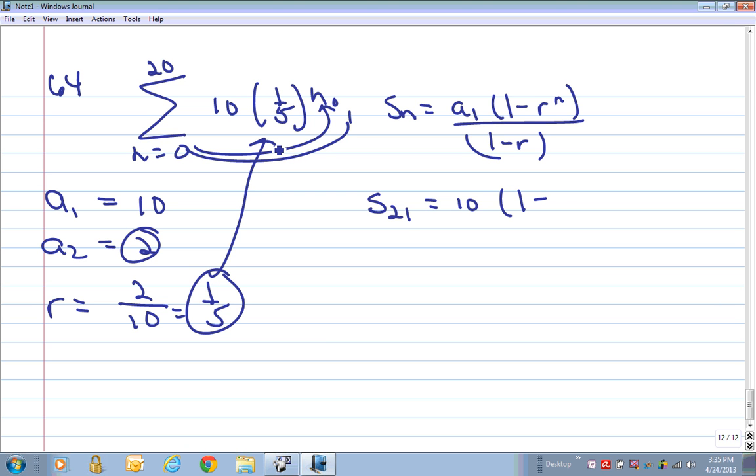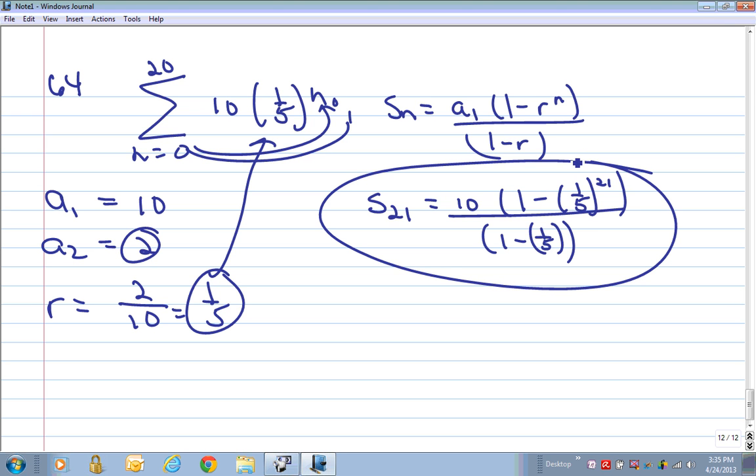All right, so 1/5 is our ratio, so I'm going to go 1/5 to the n power, which is 21 this time, all over 1 minus 1/5. Okay, so be really, really careful when you put that in your calculator. You need to practice that, and I also need to see that on your test. You're going to end up with approximately 12.5 or 25 over 2. All right, go Bearcats. Let's move on.